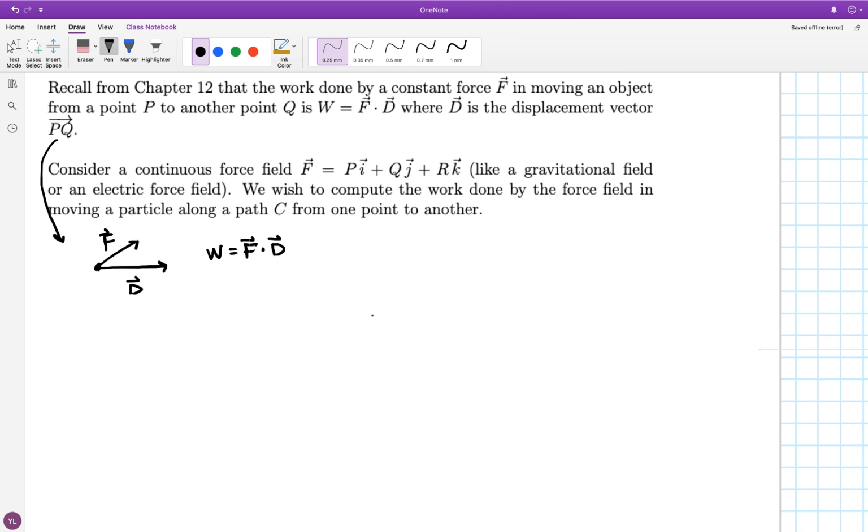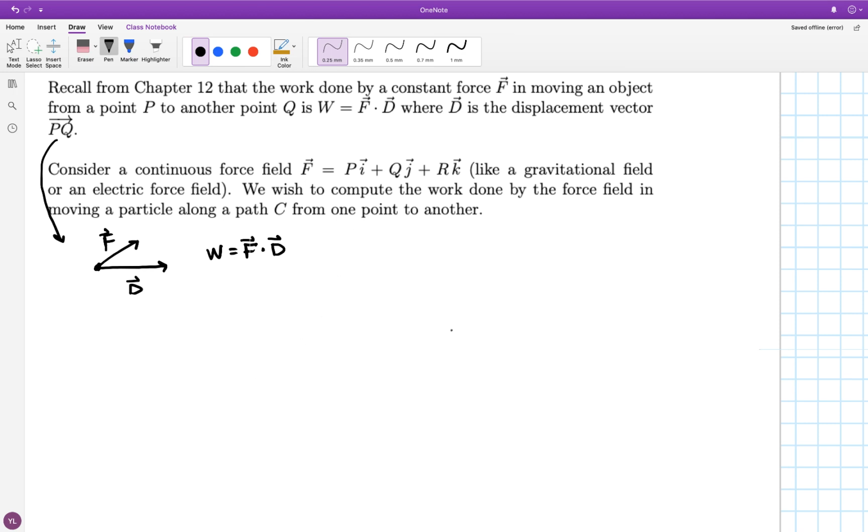Okay, now let's consider a more complicated situation. I want to say that the force that's being applied to the object varies as the object moves around in space. So at every single point in space, I have a different force vector. Well, that's called a force field. If you attach to every point in space a particular force vector, then you're building a field of force vectors, a force field.